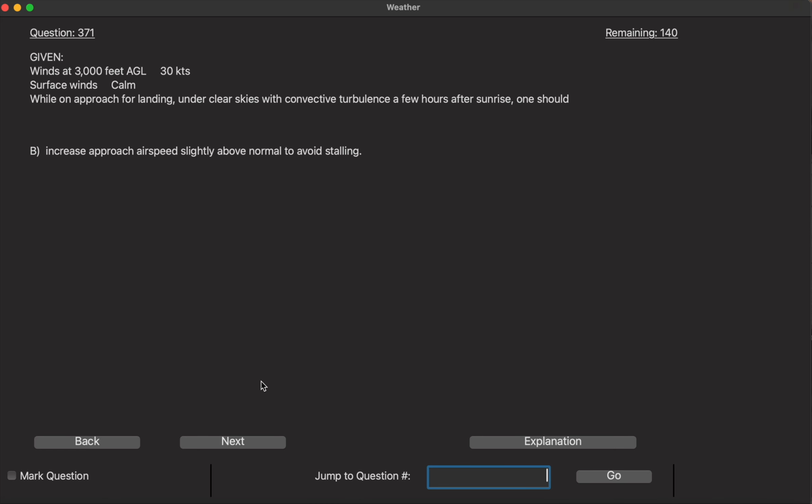So the winds are at 30 knots, the surface winds are calm, while on approach for landing under clear skies with convective turbulence a few hours after sunrise. One should increase approach airspeed slightly above normal to avoid stalling.